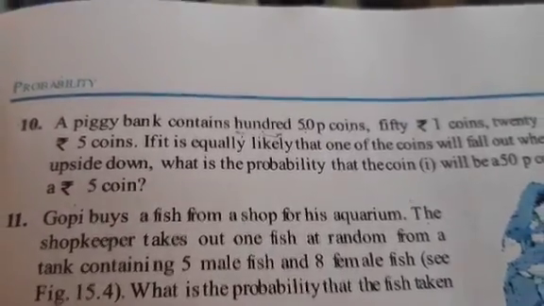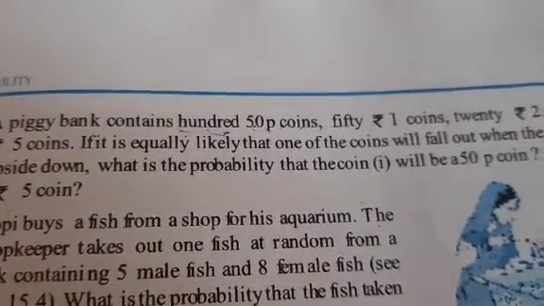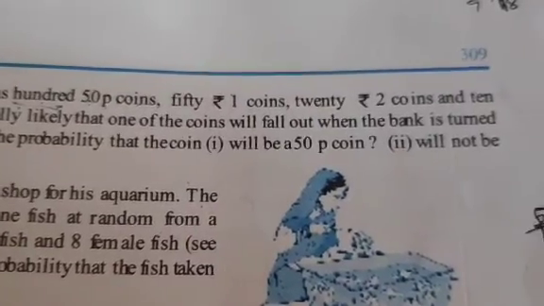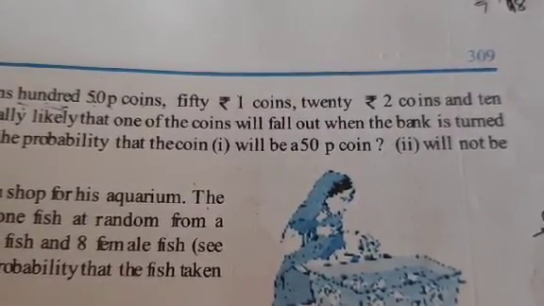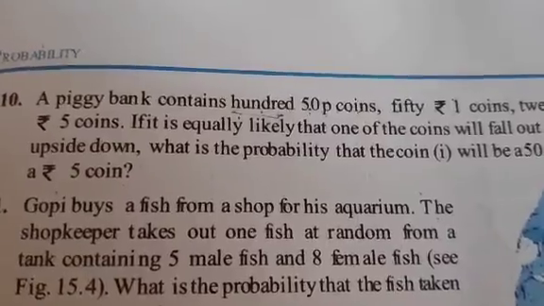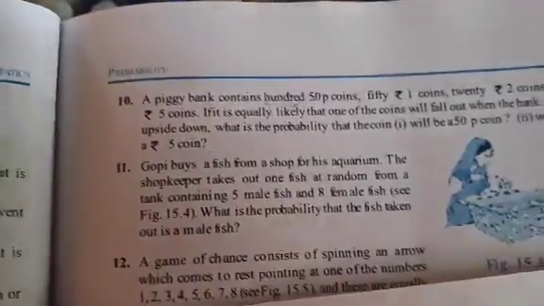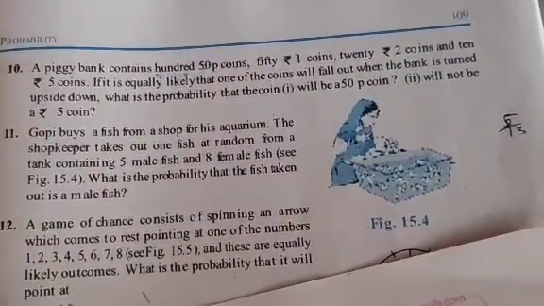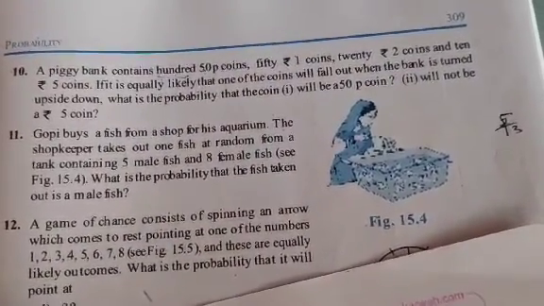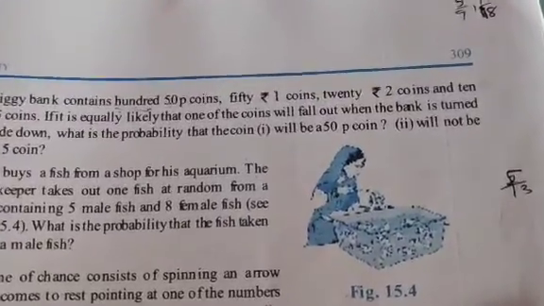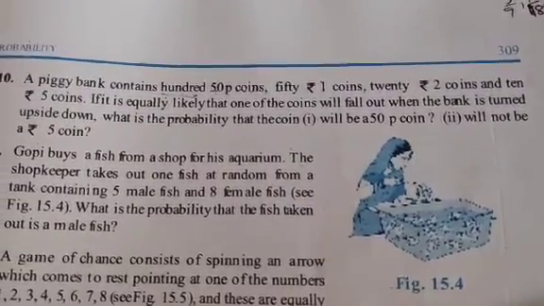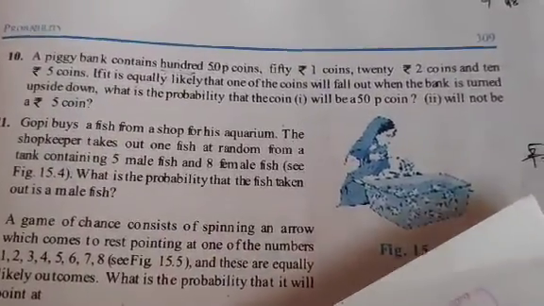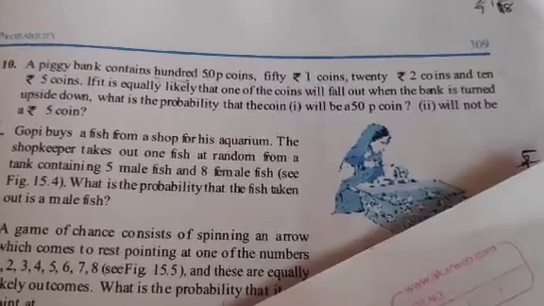A piggy bank contains 150 paise coins, 51 rupee coins, 20 2 rupee coins, and 10 5 rupee coins. Now, if it is likely that one of the coins will fall when the bank is turned upside down, piggy bank मालूम है ना, छोटा सा bank, yeah. If it is turned upside down and the coins will fall off, what is the probability that the coin will be 50 paise or will not be a 5 rupee coin?